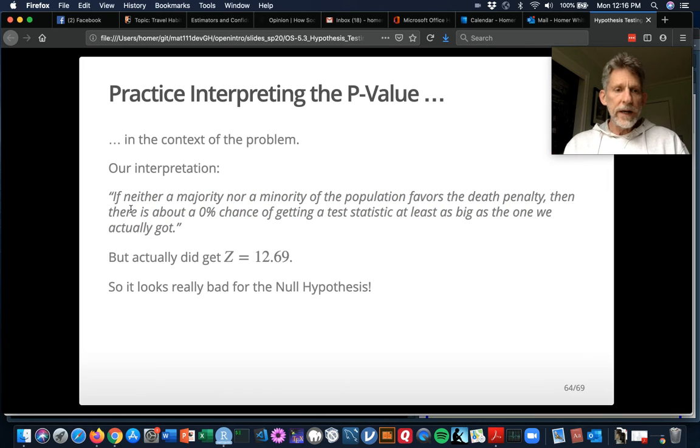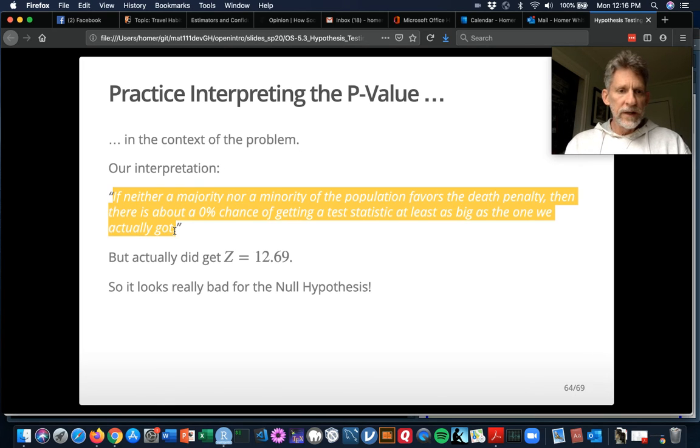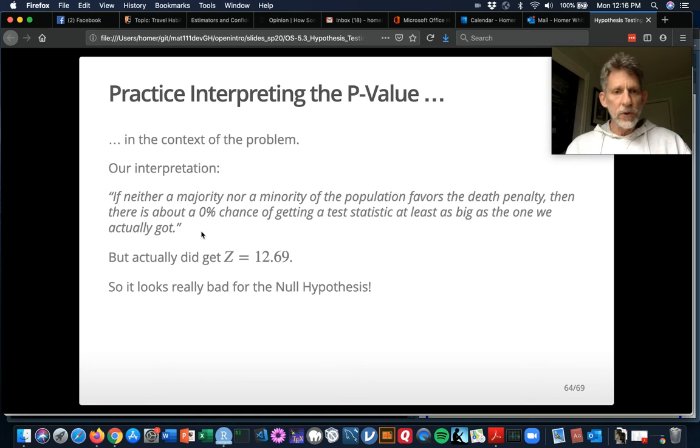So one way you might write it out here is, if neither a majority nor a minority of the population favors the death penalty, that's the statement that the null is right, then there is about a really small p-value chance, 0% chance of getting a test statistic at least as big as the one that we actually got.